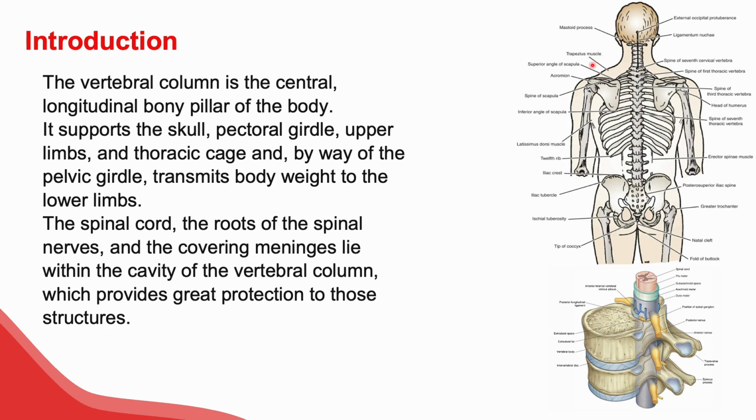Before we begin talking about each segment of the spinal cord alone, we should talk about the vertebral column as a whole. So the vertebral column is the central longitudinal bony pillar of the body. It supports the skull, the pectoral girdle, which is the scapula and the clavicle, and the upper limbs. It also supports the thoracic cage, and then by way of the pelvic girdle, it transmits the body's weight to the lower limbs. It also serves a protective function to the spinal cord, the roots of the spinal nerves, and the covering meninges of the spinal cord.